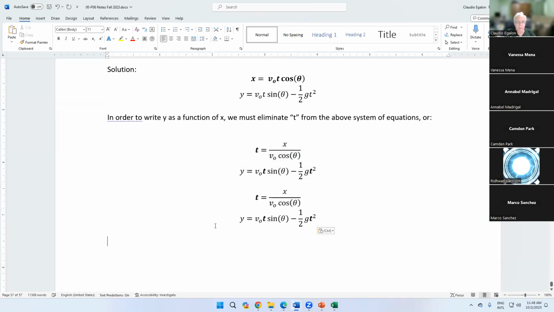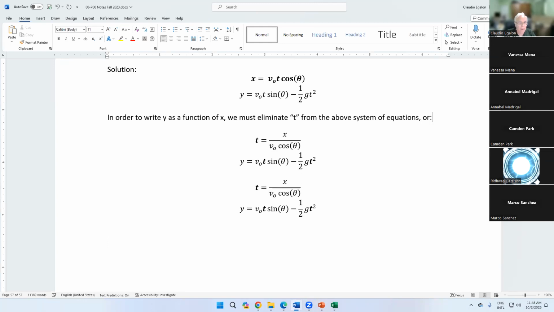Wait, I have a question. So you wrote t equals x over initial velocity cosine theta, right? Isn't x the same as the initial velocity times... Oh, okay. It's kind of a bit different, right? I have to multiply velocity and times, right?